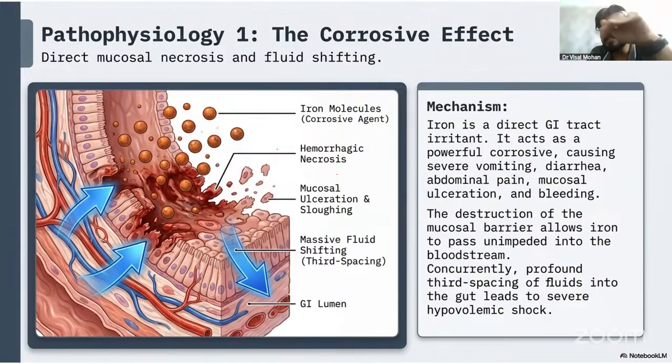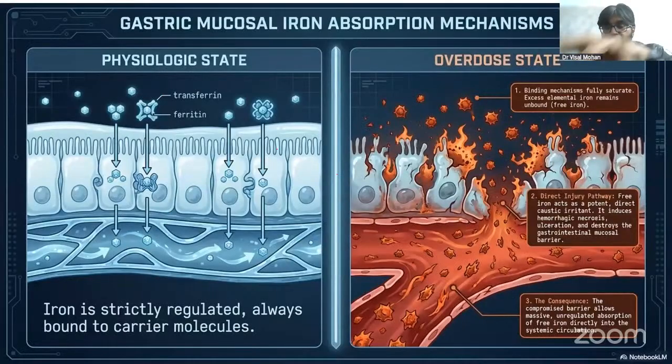Okay, in an overdose stage, what happens in this patient? Because of excessive iron, it causes corrosive injury in the mucosa. Once there is corrosive injury, the entire mucosa is deranged, and the iron rapidly goes into the system. The free iron causes caustic irritation and corrosive injury, it induces hemorrhagic necrosis and ulcerations, and goes through the gastrointestinal mucosal barrier into the bloodstream. After it reaches the bloodstream, it goes into the systemic circulation and causes systemic features.